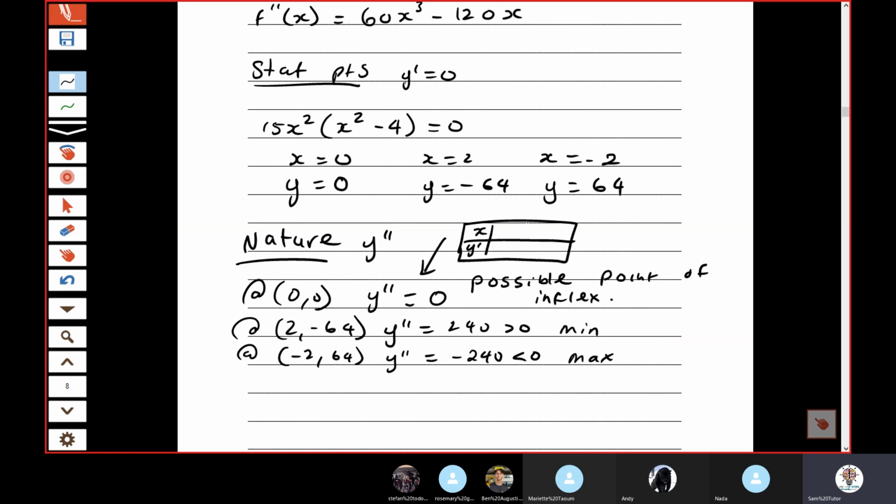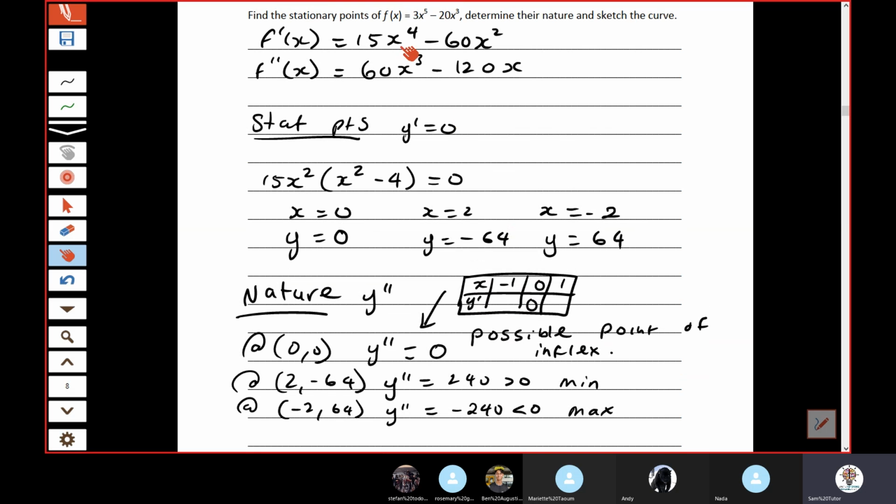X, y dash, 0, 0. We choose 1 before it, -1, choose 1 after it, 1. Where do I sub it in now? Where do I sub in -1? See, this one here, y dash. Don't look everywhere, it's right there, y dash. Whereas this was y double dash. This is y dash. So sub in -1 into this guy here.